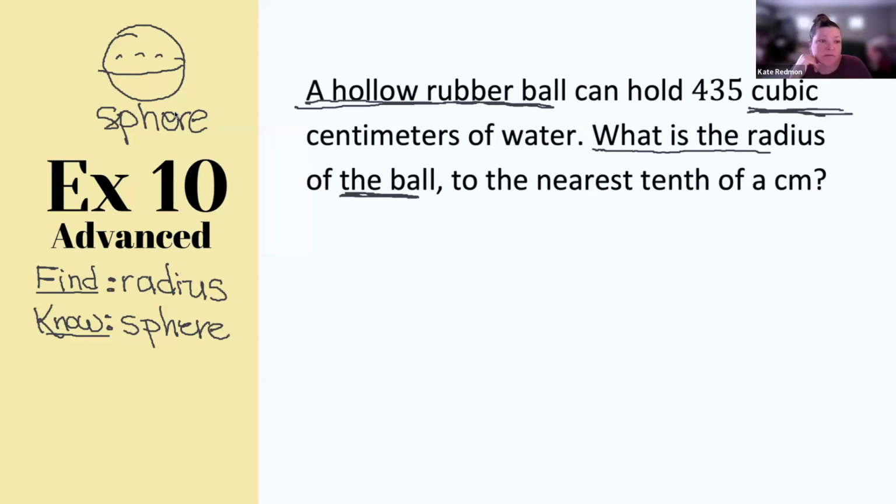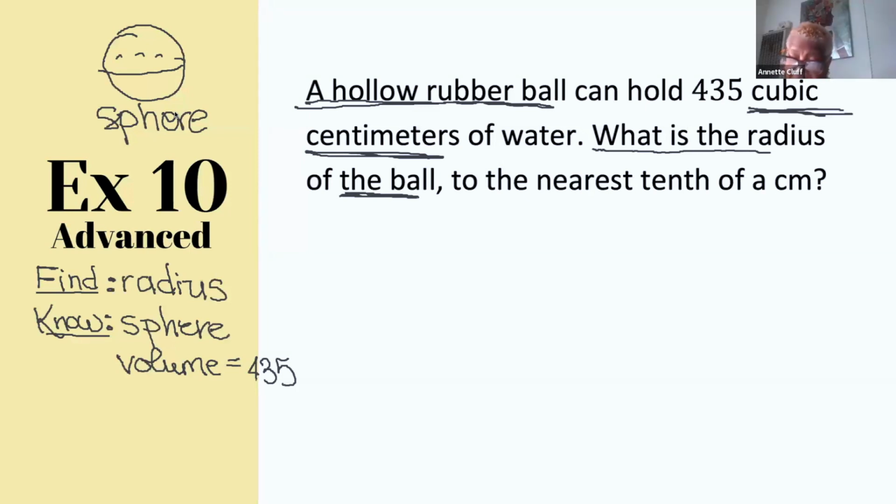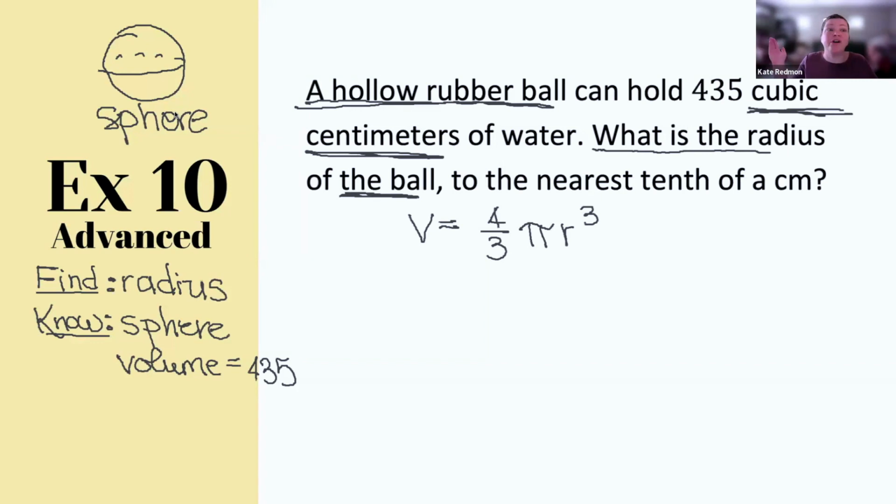We know volume is measured in cubic units. And then, like Annette said, the fact that it's water, it's on the inside, it's being held. That's what volume is. It's filling a three-dimensional shape. Good instincts. We know the volume of this sphere is 435 cubic centimeters. Gorgeous. Now we know which formula to use. V equals 4/3 times pi times radius cubed. Gorgeous. Let's put in what we know.